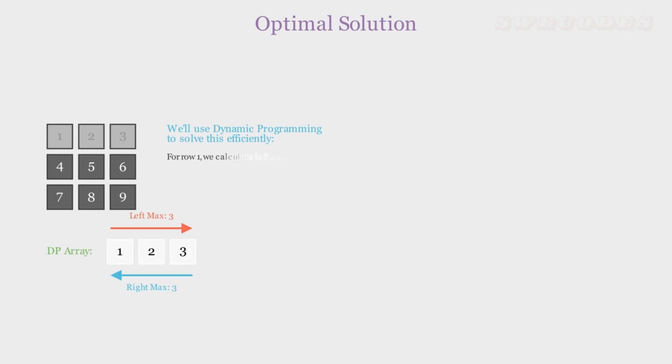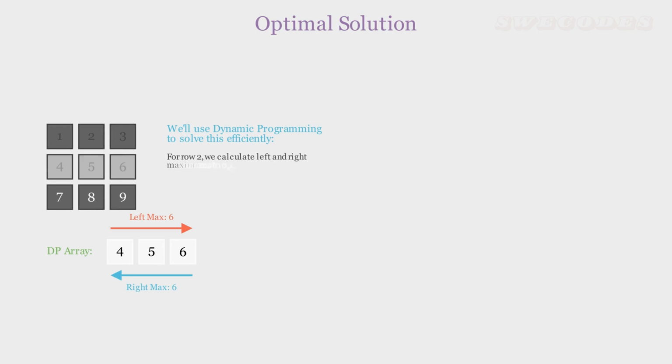As we process the row, we calculate two important values: the left-to-right maximum and the right-to-left maximum. The left-to-right maximum helps us keep track of the highest value we've seen so far as we move from left to right. For this row, it's 3. The right-to-left maximum does the same, but from right to left. In this case, it's also 3. By calculating these maximums, we're optimizing our choice for this row. This information will be crucial for our final decision.